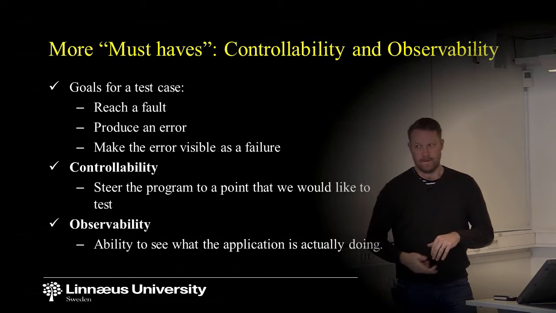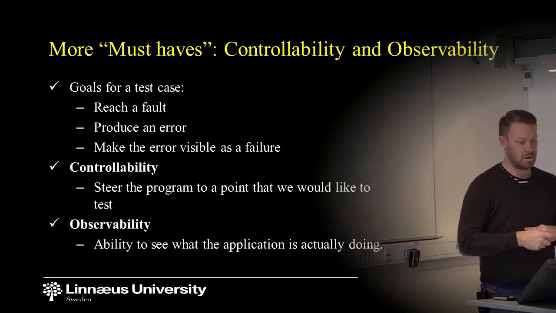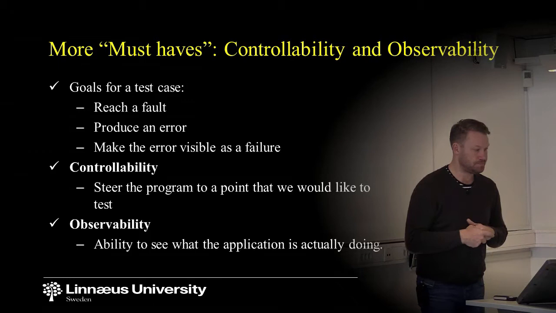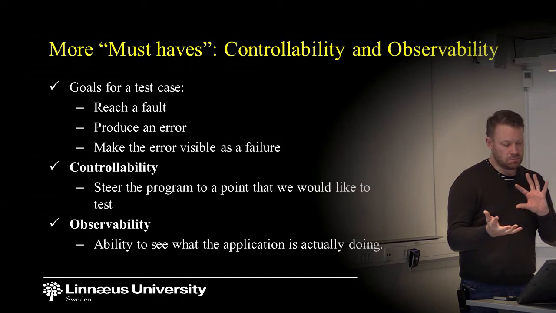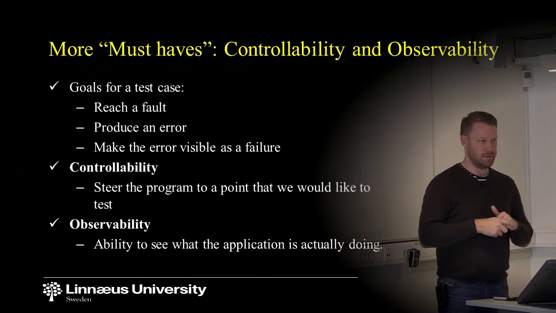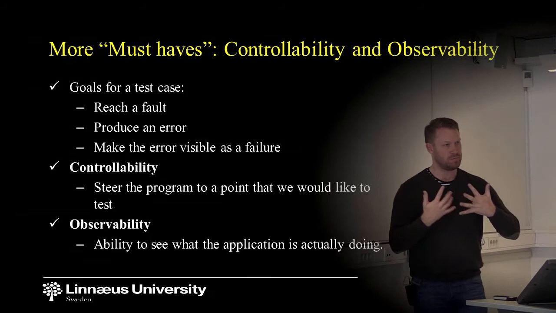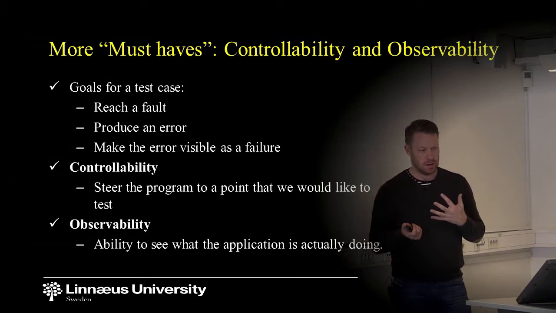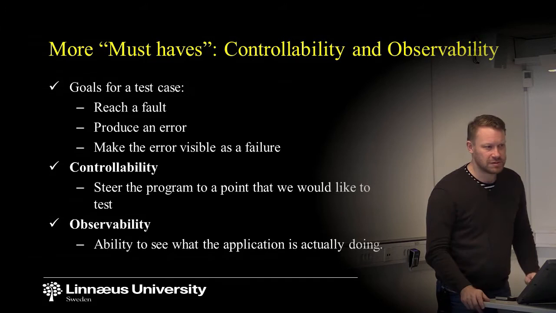And then there is this observability. If we want controllability, if we want to make sure that we can produce errors, we can control so that we end up at a certain spot with a certain state. How can we detect errors? How can we make sure that this error actually surfaces so that we can observe it from the outside? So when it comes to testing, you can see controllability and observability. This sounds almost like system qualities.